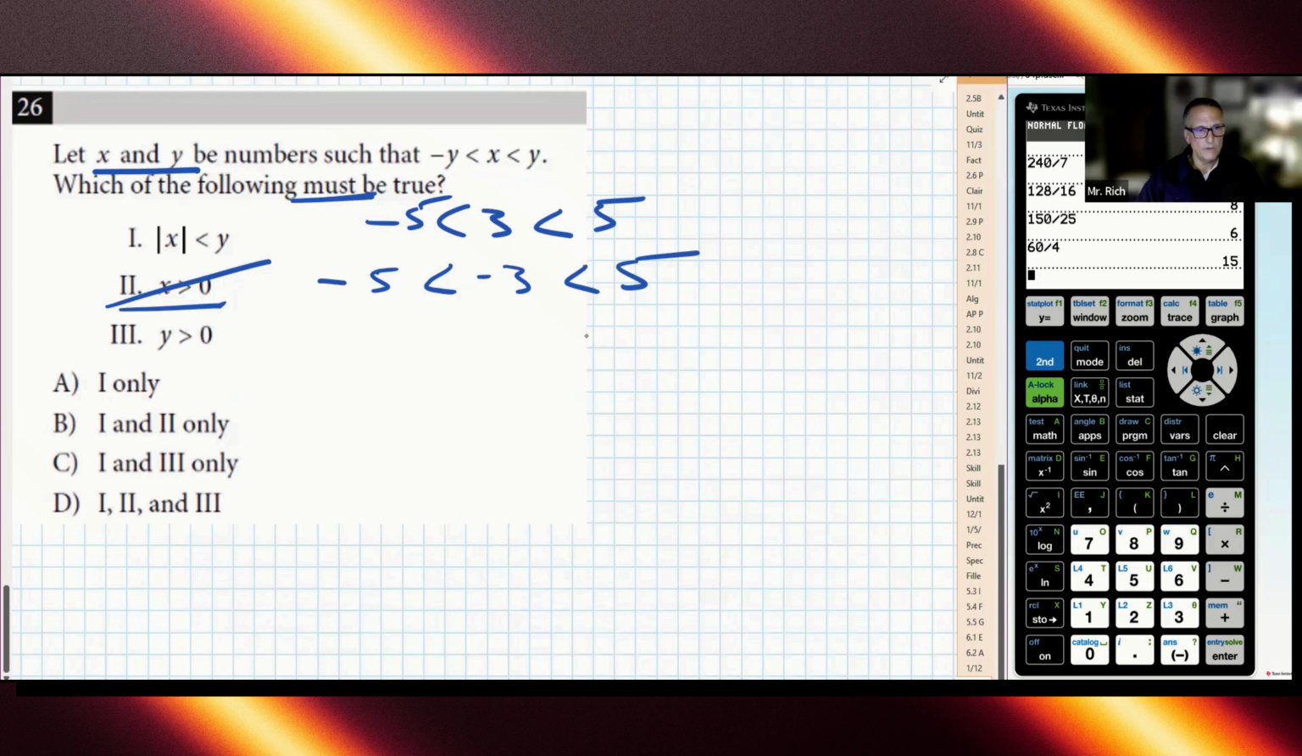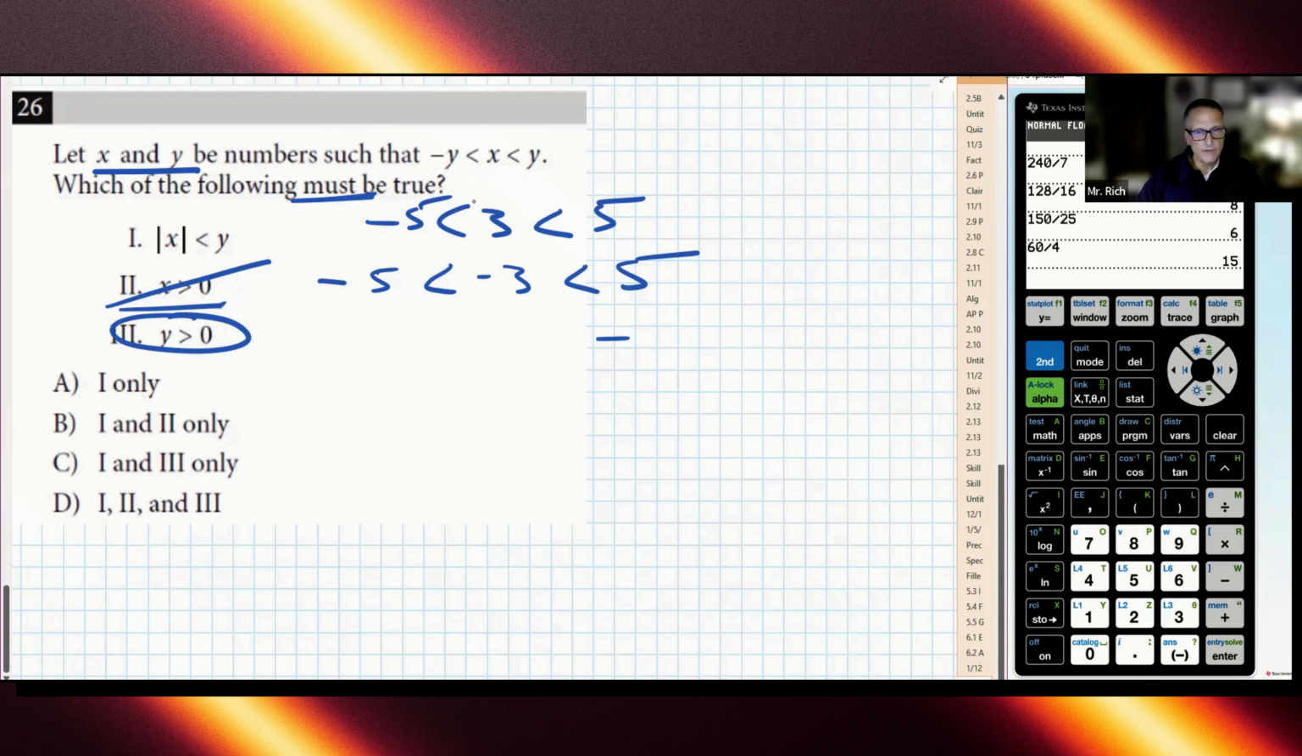Because what if y was 0? No, no. There's no way that y could be 0 or negative, because then that positive would never be less than that negative. So it must be true. I think that is true.